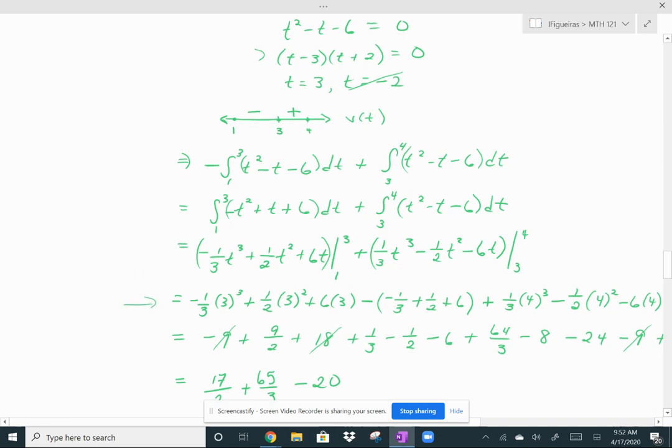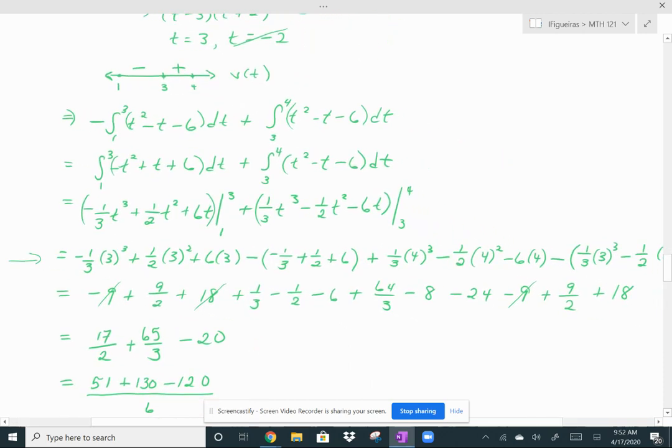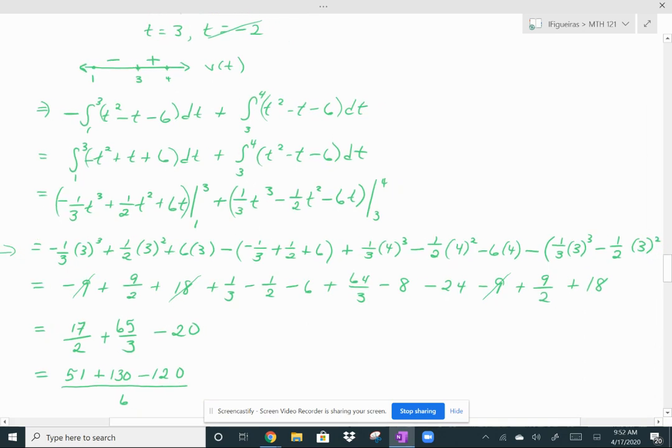Now in this next line, we plug in our limits. Remember, always plug in the upper limit first minus the lower limit. So I did that in this line here. You see all the work indicated right here. And then we simplify, you do the arithmetic, so we get this line here.